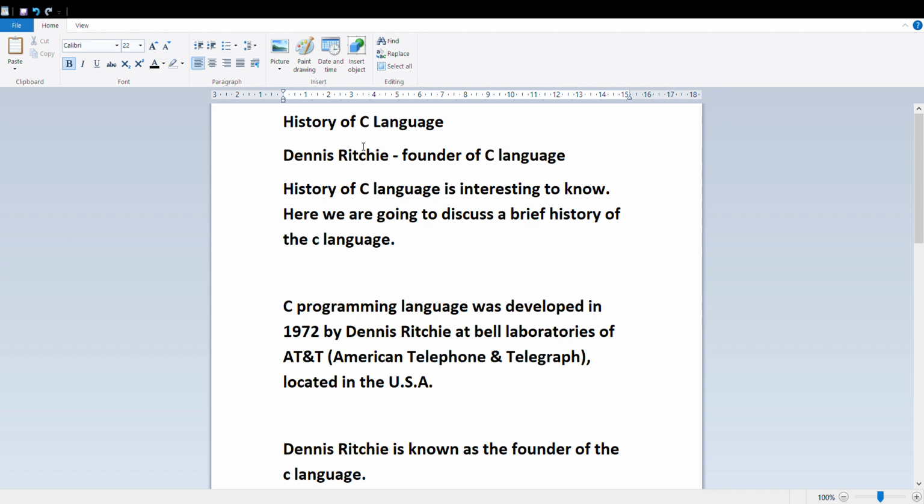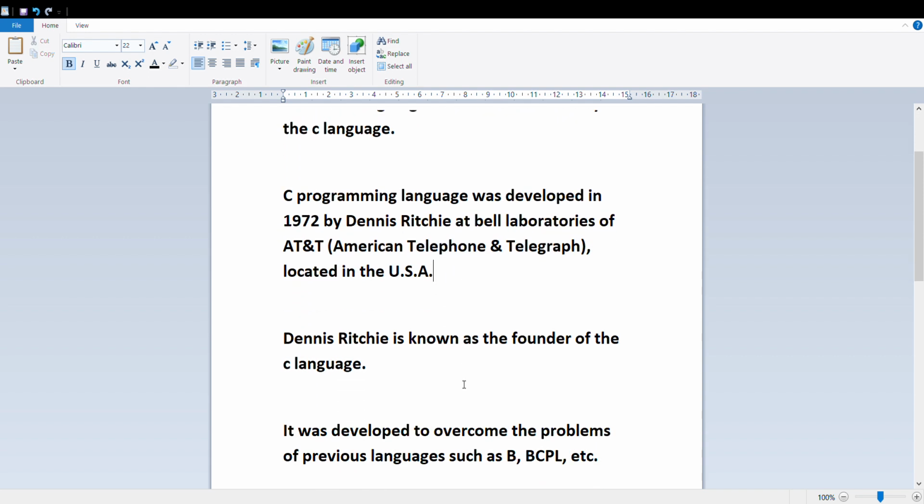So how to explain the history of C language? I'm giving simple lines of history here. So who is the father here? Dennis Ritchie. He is the founder, or father, of C language. Clear? So in which year did he develop C language? In 1972. He designed the C programming language at Bell Laboratories, in USA. So see here, Dennis Ritchie is the founder of C language.